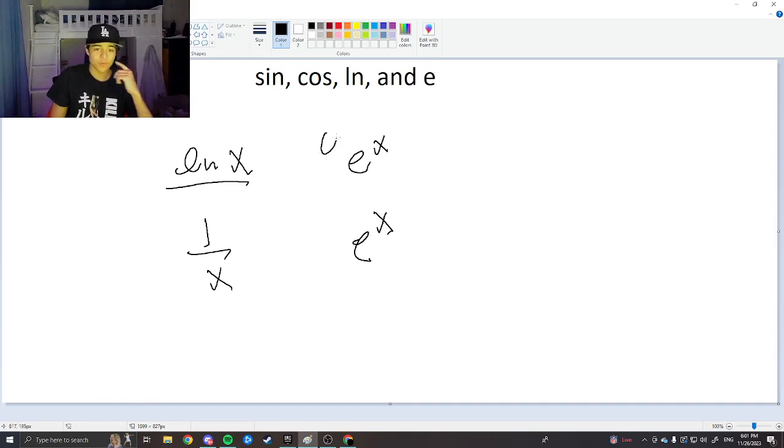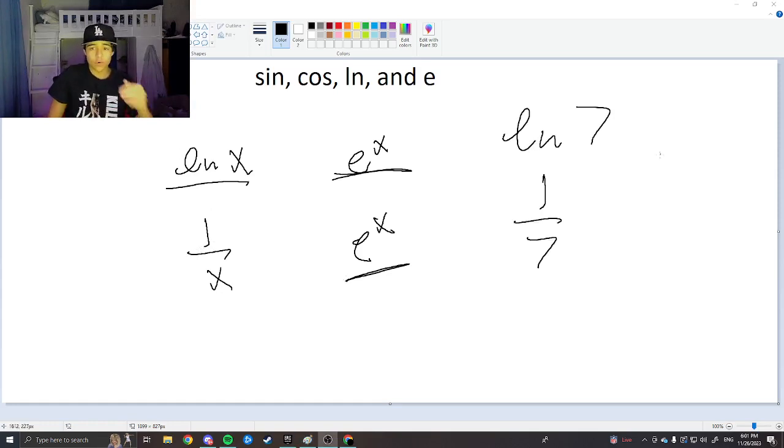You just keep it the same. If you have 4 e to the x, you derive it, you get 4 e to the x. If you have 6 e to the x, you derive it, you get 6 e to the x. Doesn't matter. E to the x is unchanged, and this is just something you have to know. Anytime you see e to the x and you're deriving it, you don't do anything to it. Ln x, anytime you derive it, you have 1 over x.